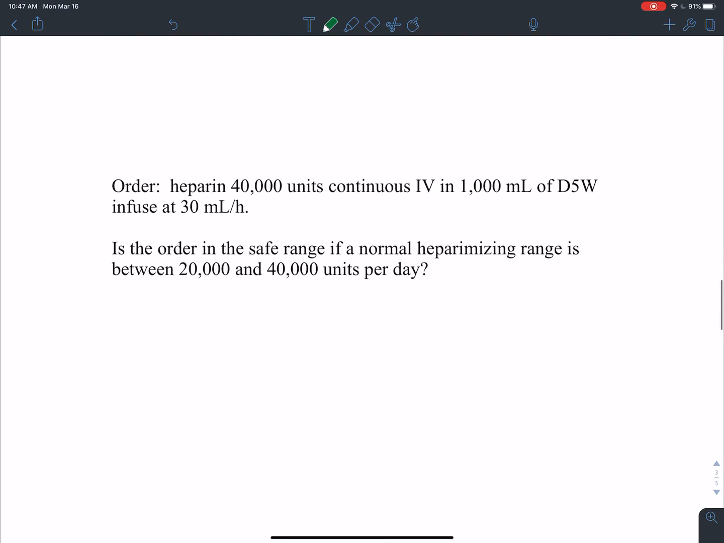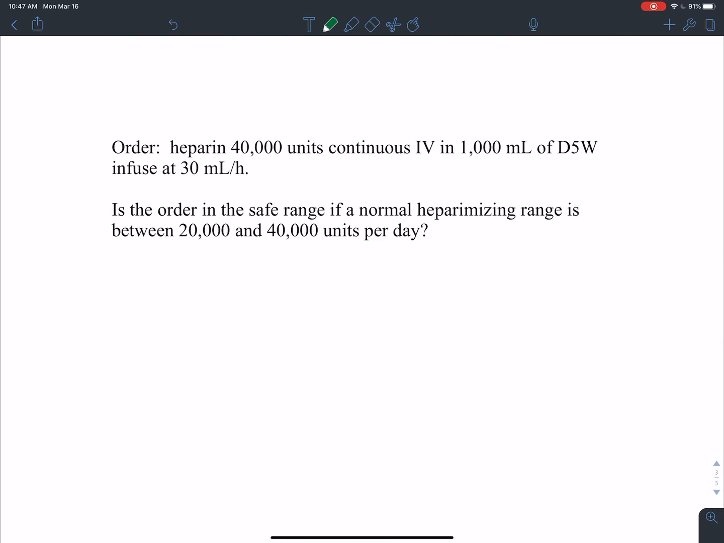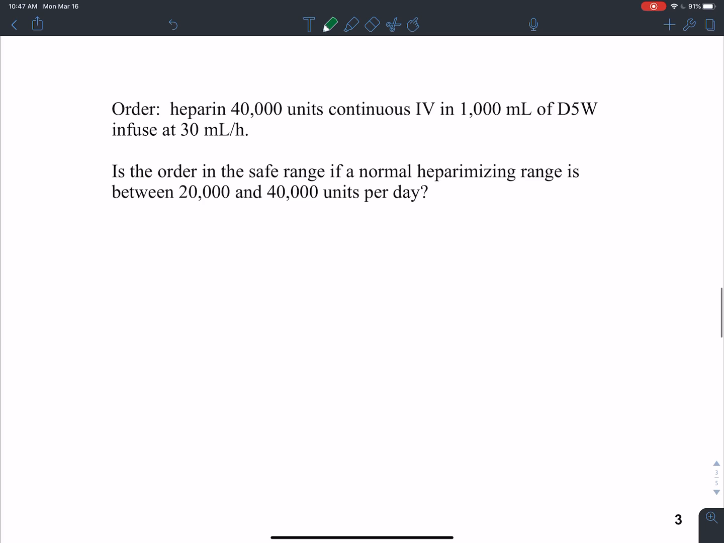It's between 0.5 and 2.5, so that means yes, it is safe. If we look at another order, we have an order for heparin, 40,000 units, continuous IV, in 1,000 milliliters of dextrose 5% water, infused at 30 milliliters per hour. We want to know, is the order in the safe range? If a normal heparinizing range is between 20,000 and 40,000 units per day.